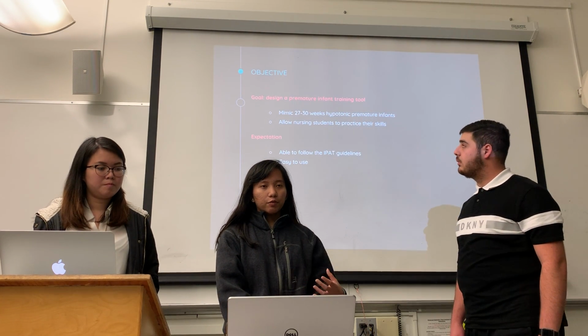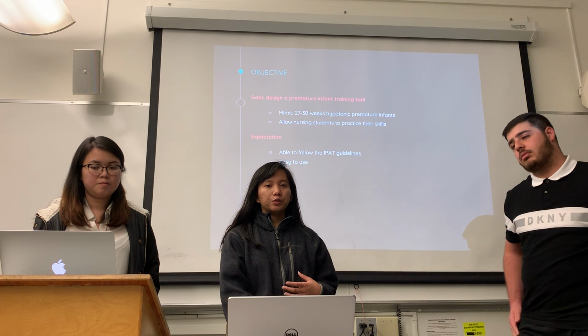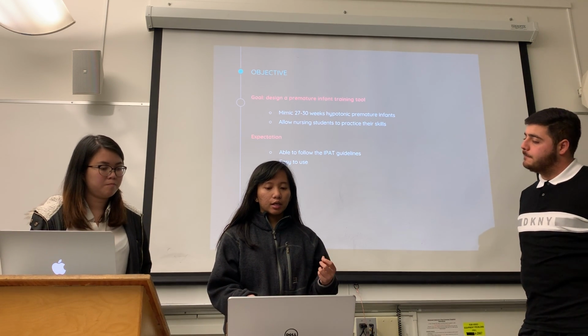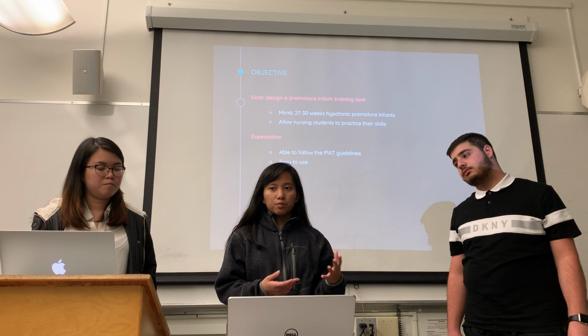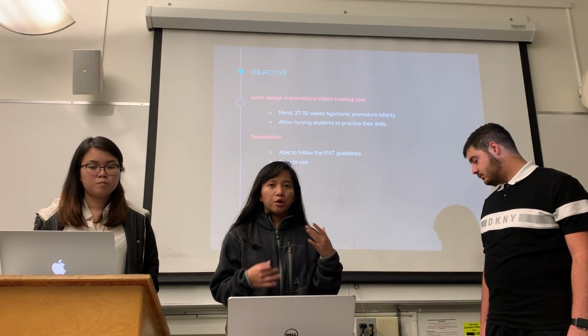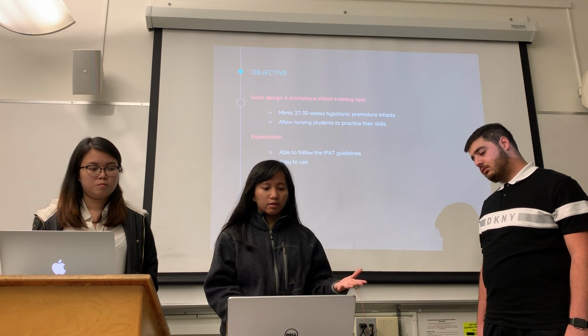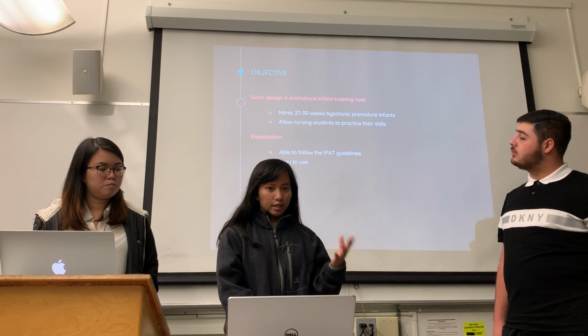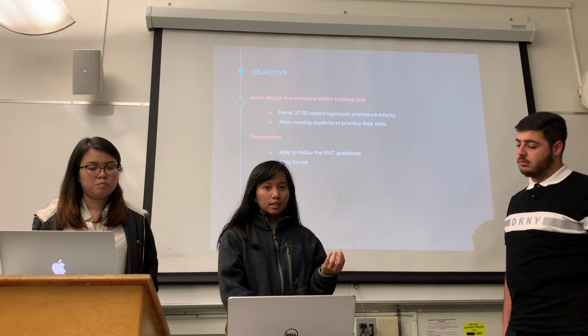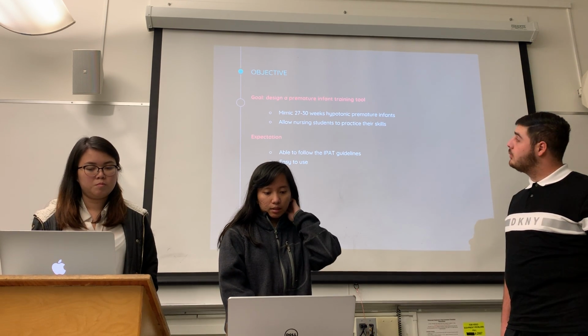And as I mentioned before, we want our dummy to have 27 to 30 weeks size for our premature infants, and that is actually very small. Their body is probably from head to toe more or less 7 to 8 inches. That is extremely small, but it is an accurate size. And this will allow us to practice positioning the babies.